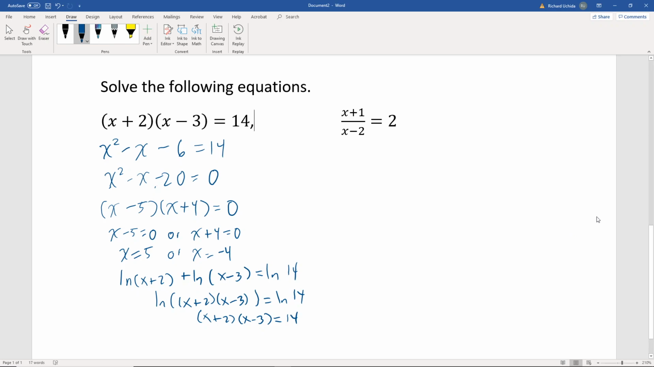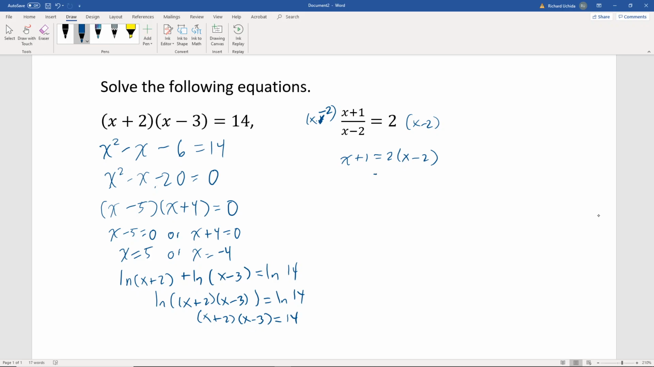Now looking at this other equation, this rational equation, we have x plus 1 over x minus 2 equals 2. So to solve this equation, one thing we could do is to multiply both sides by x minus 2. So multiplying the left side by x minus 2, the right side by x minus 2. So on the left-hand side, the x minus 2's cancel. So you'd have x plus 1 equals 2 times the quantity x minus 2.